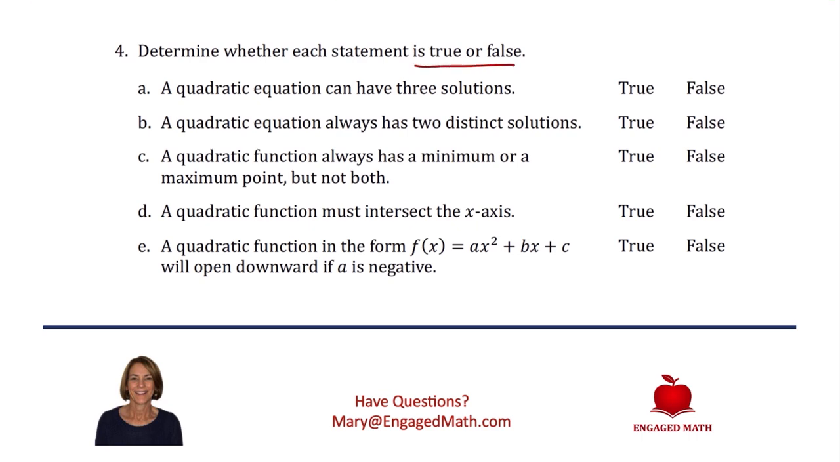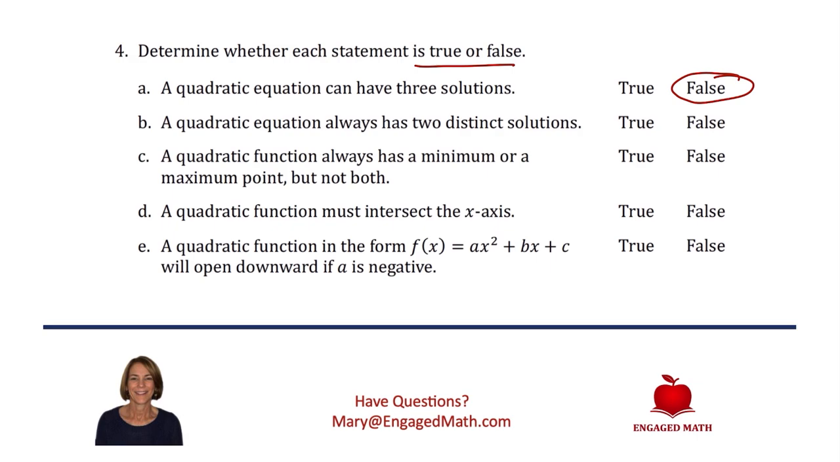We're working with quadratics, and these true or false questions will help you understand quadratic equations and functions a little bit better. So a quadratic equation can have three solutions. That is false because the most solutions that any quadratic equation can have is 2. Okay, letter B, I should say.